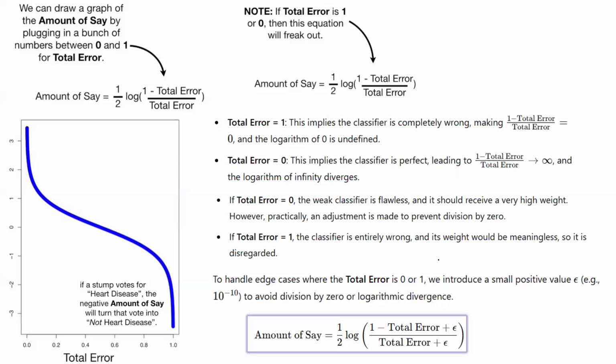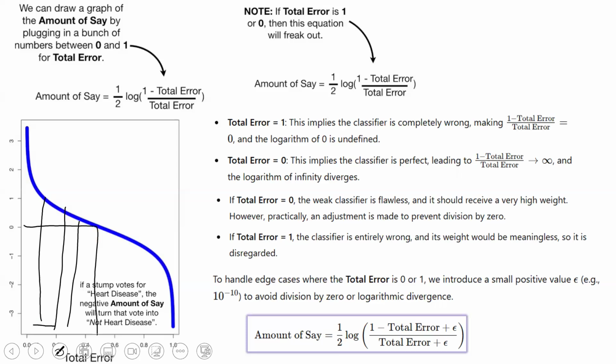Okay, so these are the two scenarios where the amount of say will freak out. But if you look at the other case, when the total error is low, amount of say is high, right? So if you look at this particular space, the amount of say is high in all the spaces. Slowly it came down to 0 at a particular point, and then the amount of say is constantly decreasing, right? So when the total error is increasing, the amount of say is decreasing, but at some point amount of say is equal to 0.